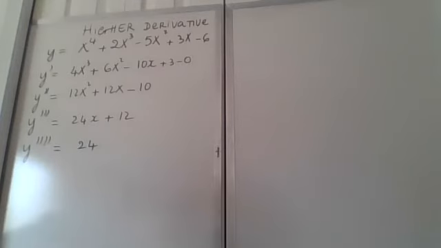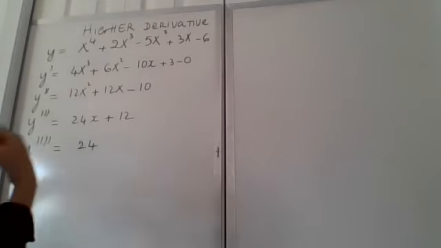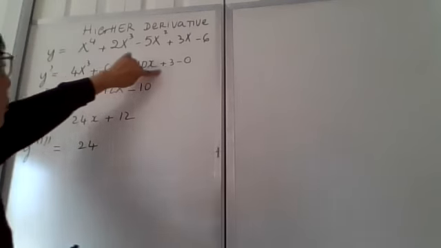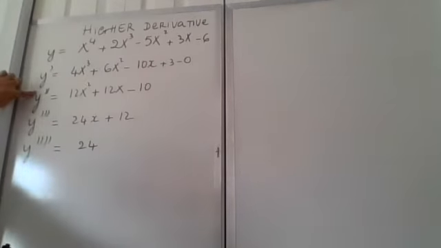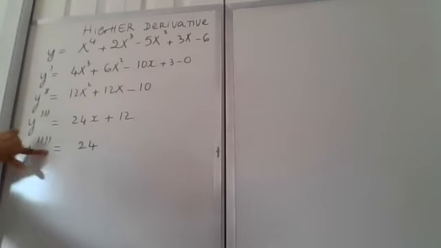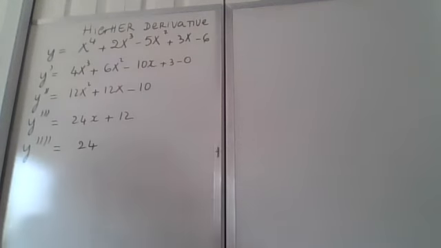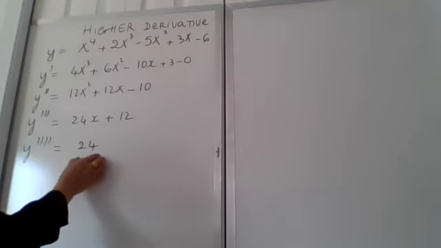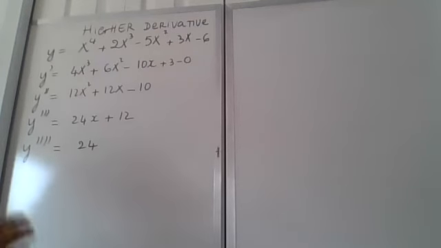For each derivative, we do the same thing, we just take the derivative again. First derivative, we got this function. Second derivative, we got this. Then we take the derivative again, we get the third derivative, until the fourth derivative. And of course, the fifth derivative is 0, because the derivative of a constant is 0. So that's all about the higher derivative.